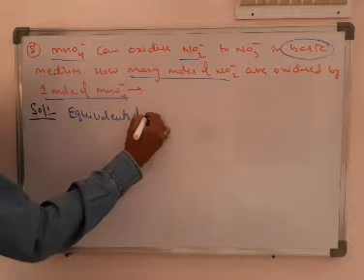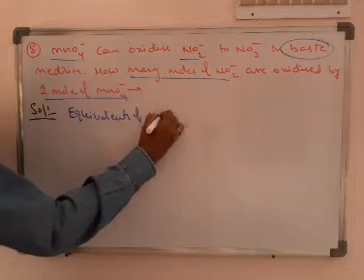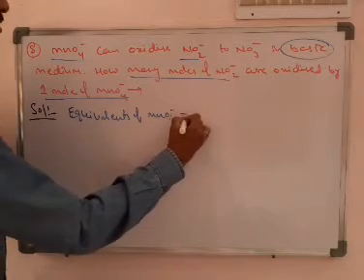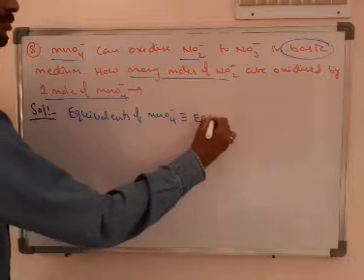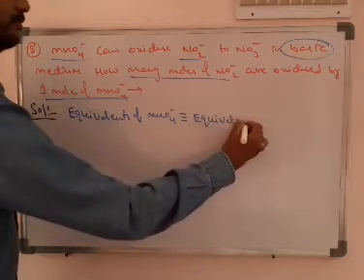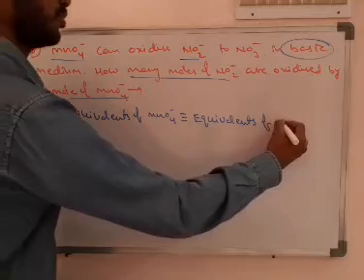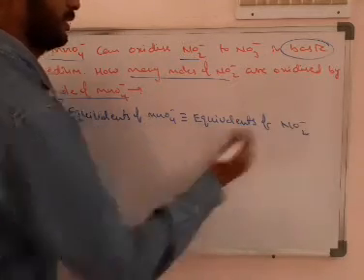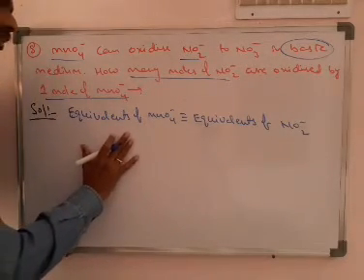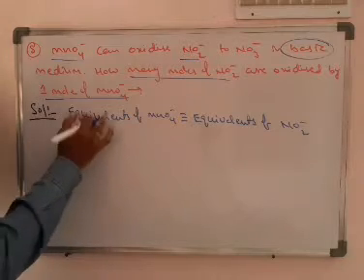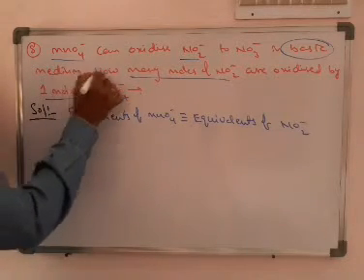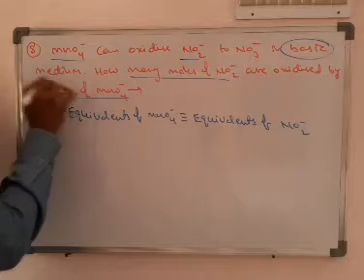The equivalence of MnO4 minus is exactly equal to the equivalence of nitrate. Equivalence means weight by equivalent weight, but we don't know the weight. So we have the information in terms of moles.